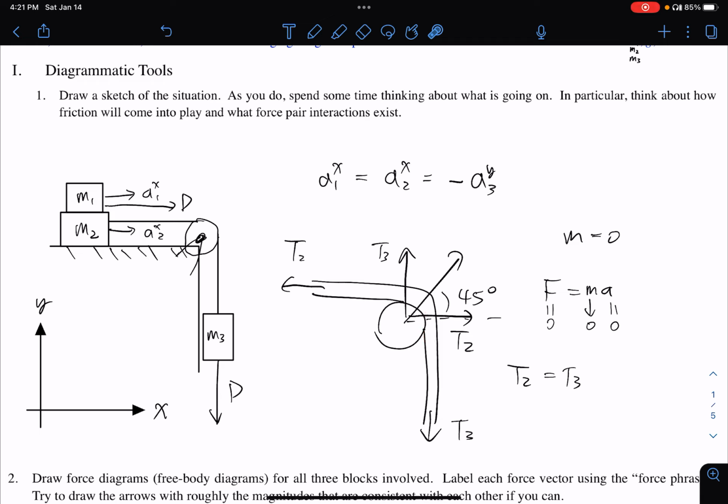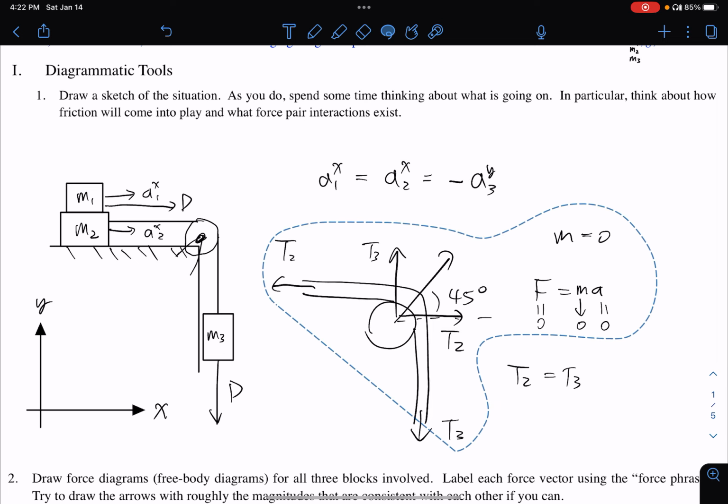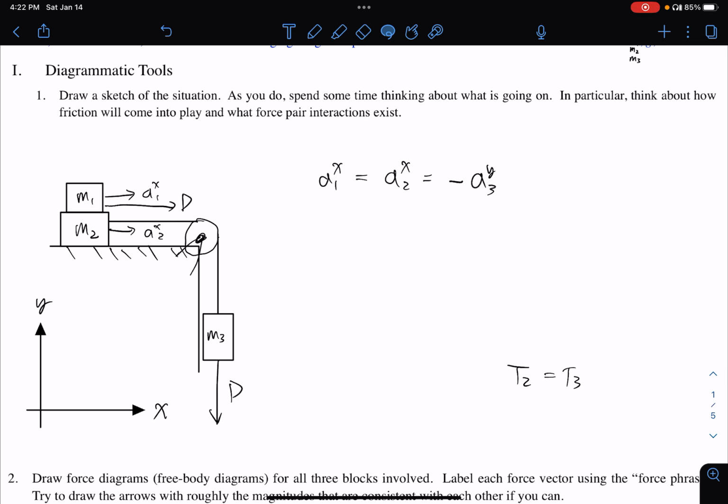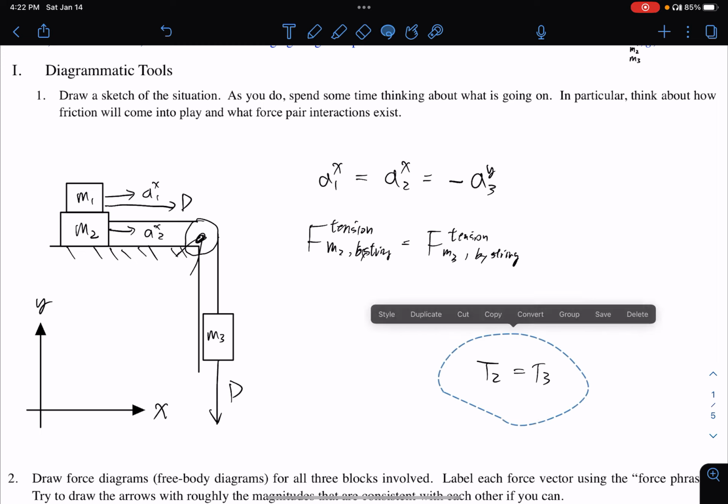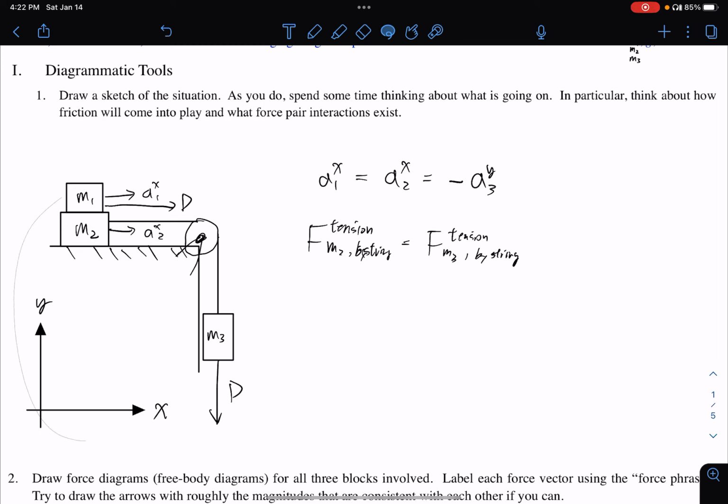in order for the mass of the rope to be negligible. In our previous notation, it means that the tension force acting on M2 and the tension force acting on M3 should equal each other. So these are all the constraints that the problem statement gives us. Let's copy them and put them downward here.